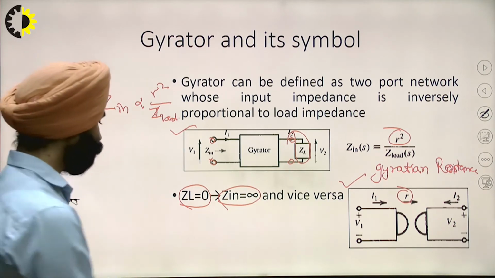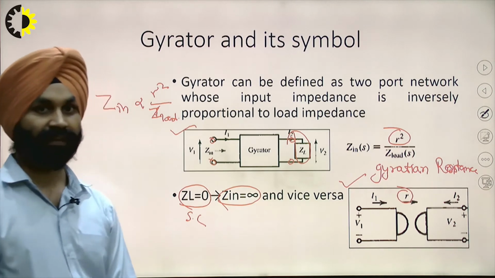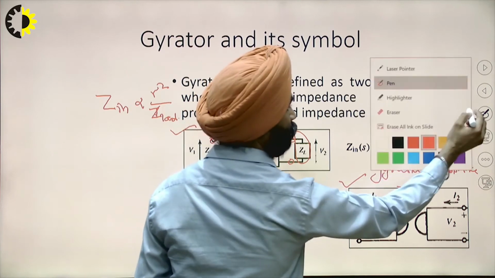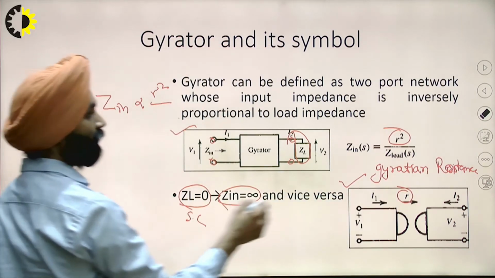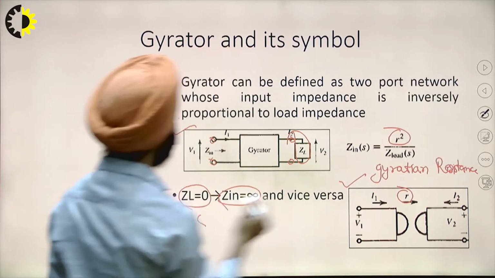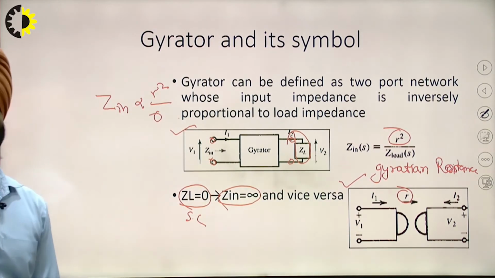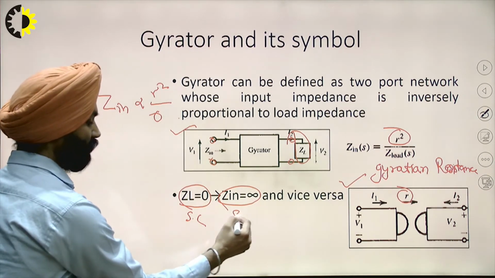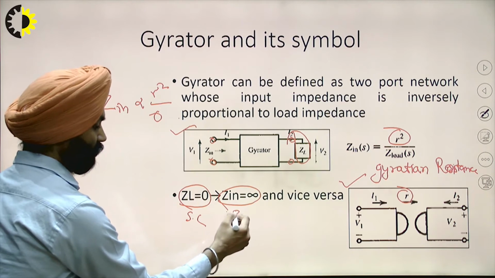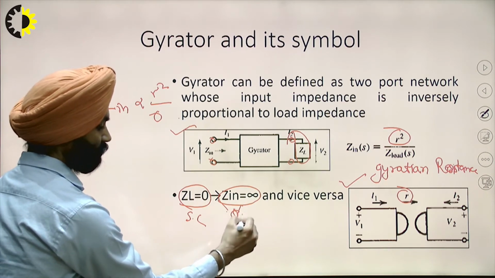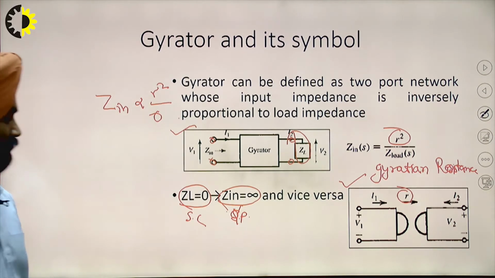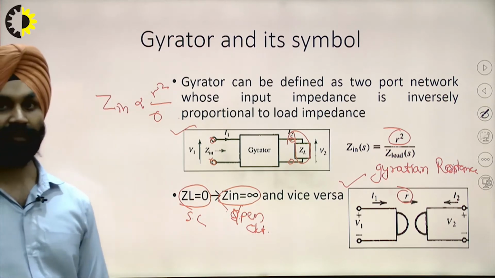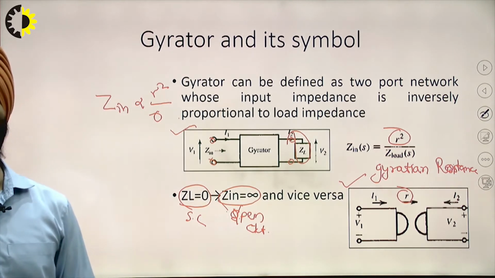That means it is a short circuit, then Zin will be R square by 0. Now, R square by 0 means Zin will be infinite, so it will be shown as an open circuit. So we have applied a short circuit and we are getting an open circuit.